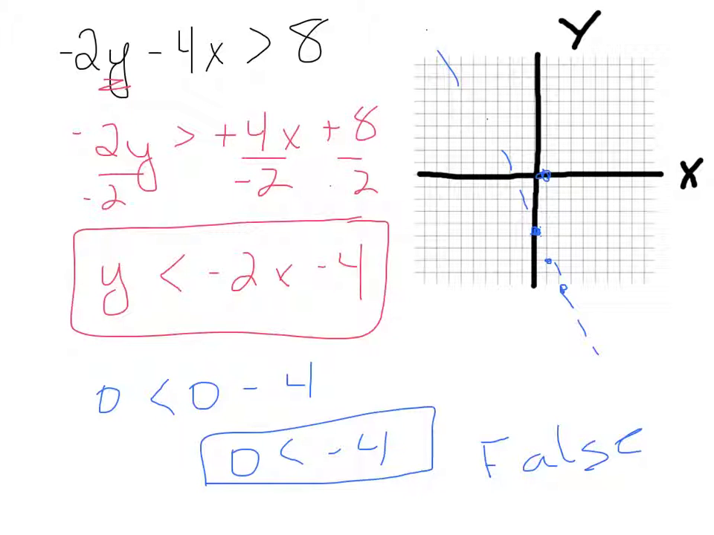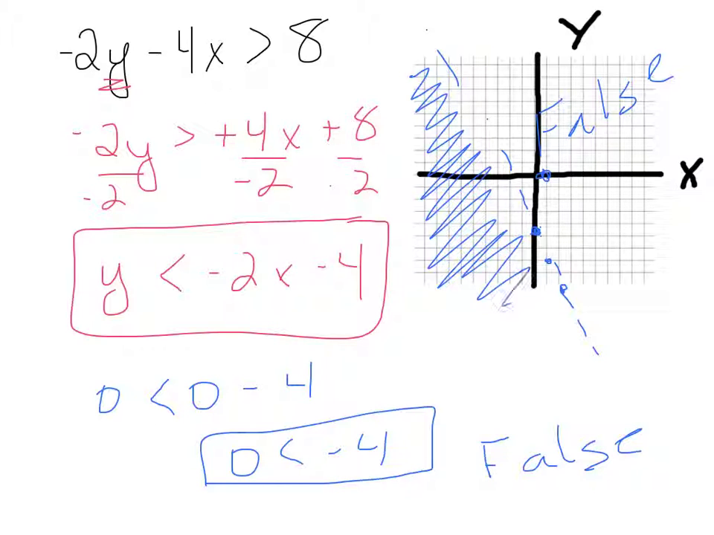So since that statement is false, the area where the 0, 0 is must all be false. So I can't shade that area. Instead, I have to shade the opposite area. In this case, the area below the dashed line.